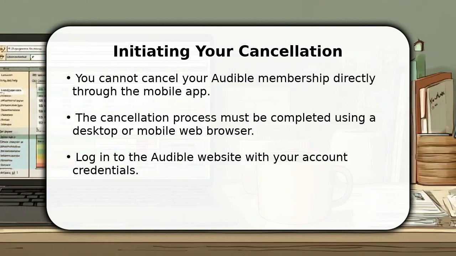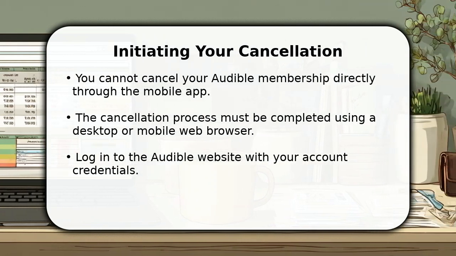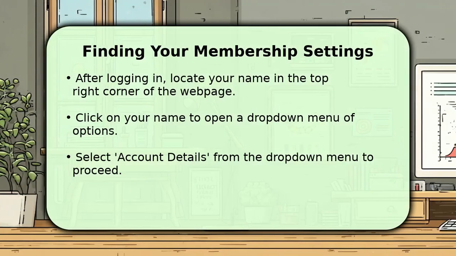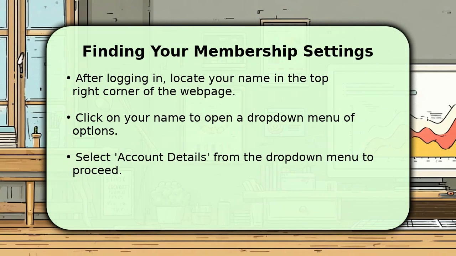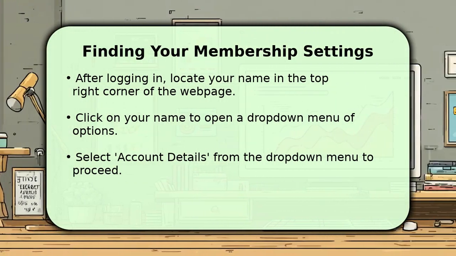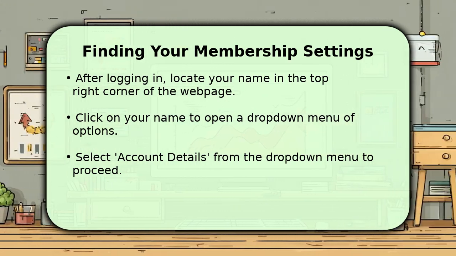This initial step is crucial for accessing the correct membership management page, where all your details are located, and you can begin the process. Once you are logged into the Audible website through your browser, look for your name in the top right corner of the page. Clicking on your name will reveal a drop-down menu with several options. From this menu, select Account Details to proceed.